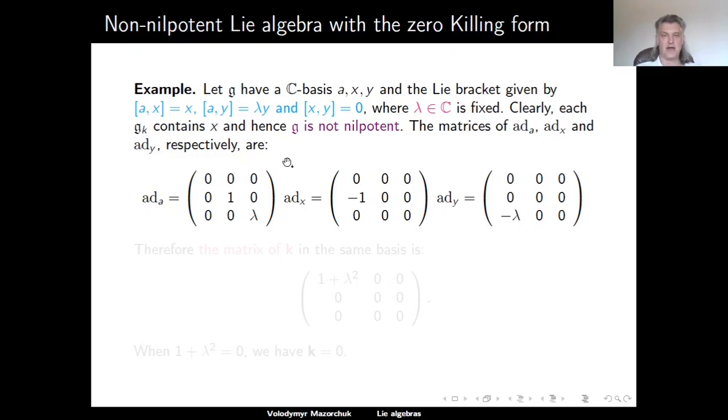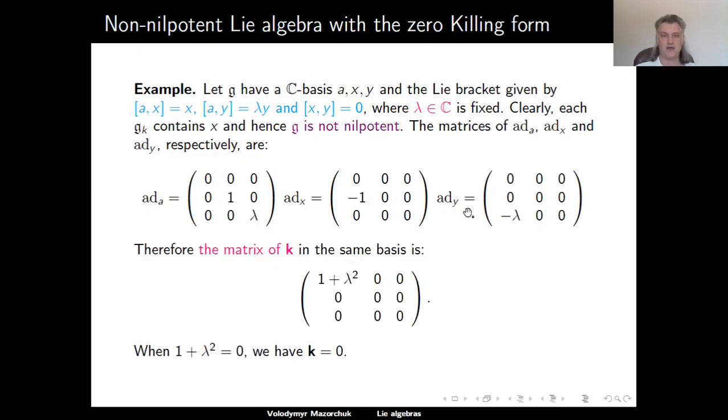Now we can compute the matrices of the adjoint operators corresponding to the basis elements a, x, and y. And these are the following matrices. The adjoint matrix of a is diagonal with 0, 1, and lambda on the diagonal. The adjoint matrix for x has -1 in the second row and first column, the rest is 0. And the matrix for the adjoint operator of y has minus lambda in the third row and first column, and the rest is 0. Using these matrices, it is straightforward to check that the matrix of the Killing form in the same basis is as follows.